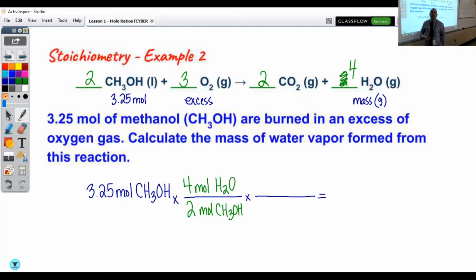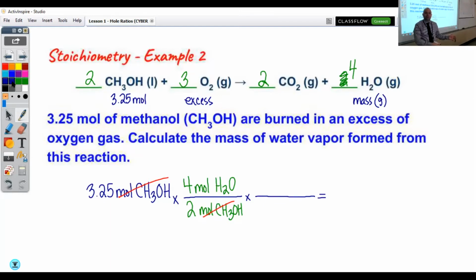The only time you're going to use the numbers from the balanced chemical equations, the coefficients, is when you're converting from one substance to another, because those numbers tell you the ratio of those 2 different substances. Now, let's take a look at our units. Our moles of methanol are going to cross out with our moles of methanol here. And right now we have units of moles of water. So now we're going between moles of water and grams of water.